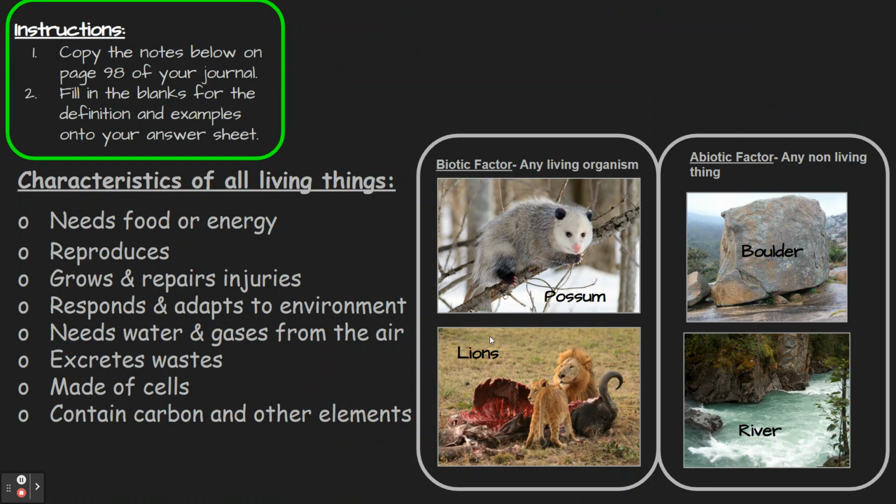The notes that you're going to write down are going to be on this next slide. Copy the notes on your journal page. Fill in the blanks for the definition and examples onto your sheet. Where we put the bullet points, characteristics of all living things. We said before, they need food or energy. They need to reproduce to continue survival. They grow and repair injuries.